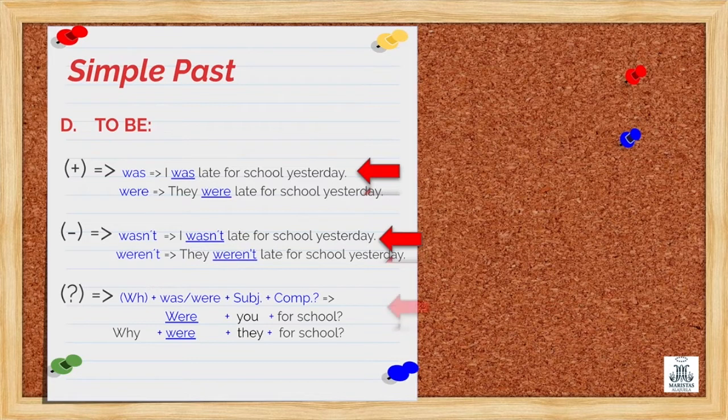And for questions, we use a different pattern. WH if we do need a WH word. Was or were plus a subject plus complements. Were you late for school? Were they late for school?